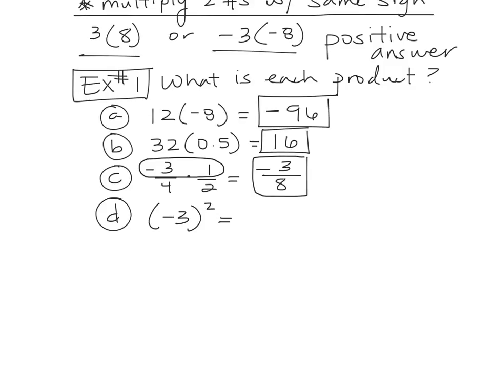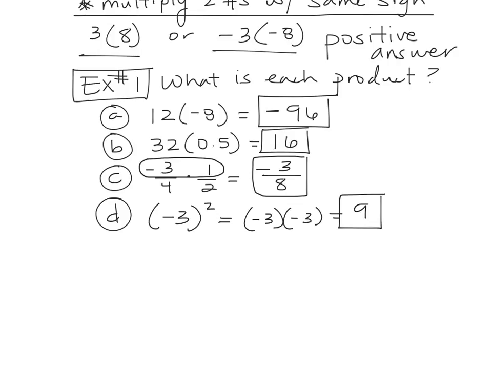-3 times -3, right? If it's (-3) squared, it's essentially saying -3 times -3. If I multiply two negatives, what is my answer going to be? A positive. So my answer here would be +9. Okay, so keep that in mind. When you square a negative, it will always be positive.